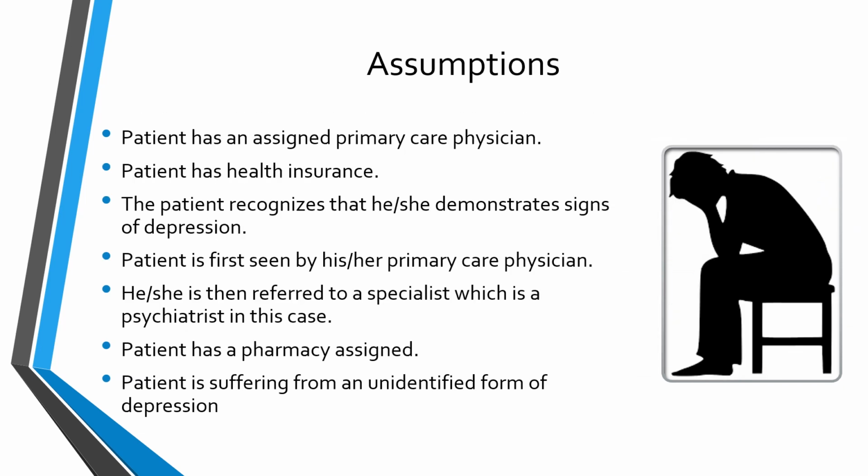The assumptions are that the patient has an assigned primary care physician, the patient has health insurance, the patient recognizes that he/she demonstrates signs of depression. The patient is first seen by his or her primary care physician and then is referred to a specialist, which in this case is a psychiatrist. The patient has a pharmacy assigned, and also the patient is suffering from an unidentified form of depression.